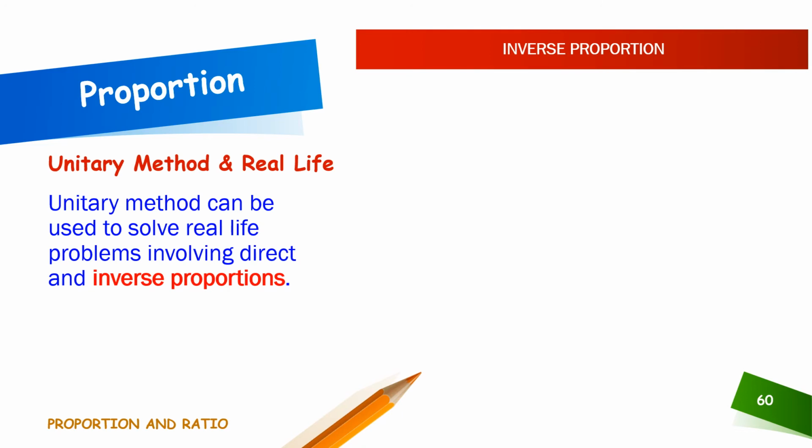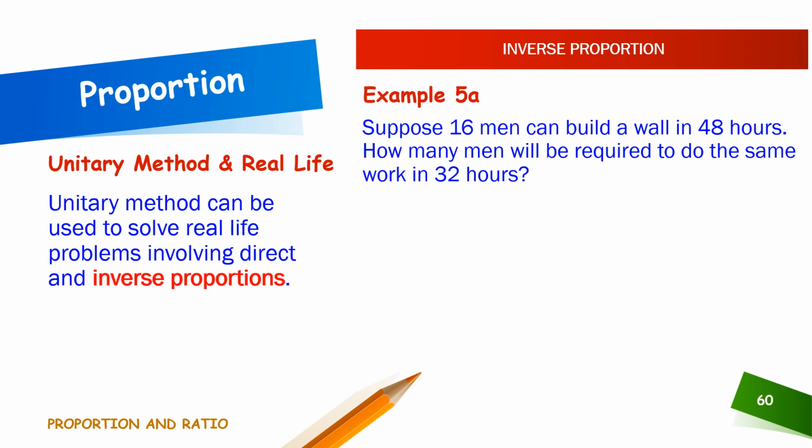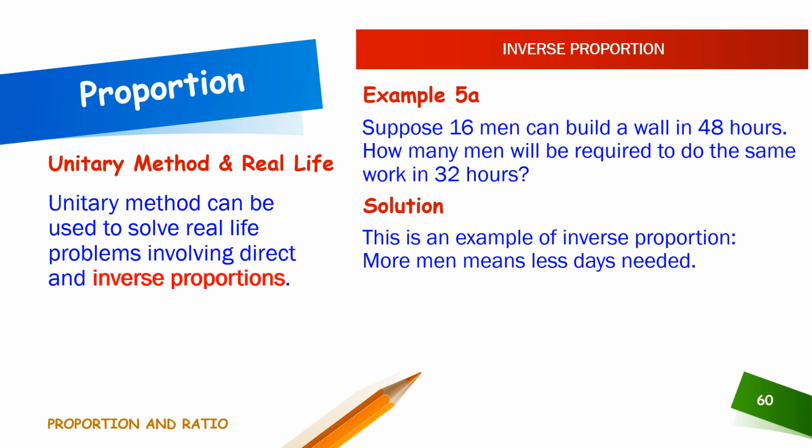Now let's take a look at some inverse proportion examples. Suppose 16 men can build a wall in 48 hours. How many men will be required to do the same work in 32 hours? Let's solve this. This is an example of inverse proportion. More men means less days needed.